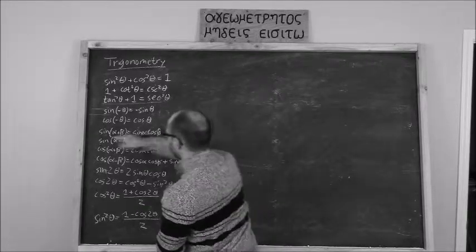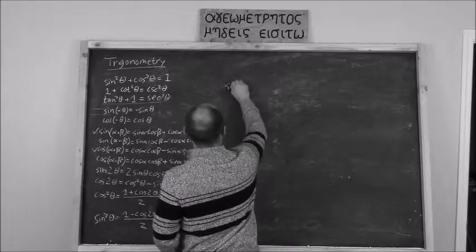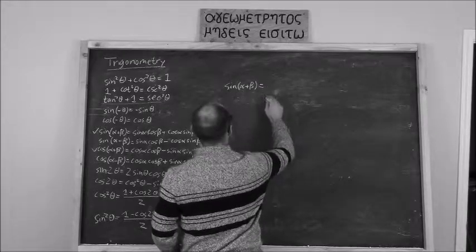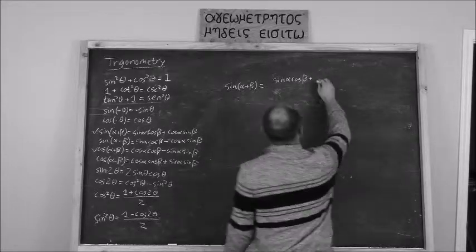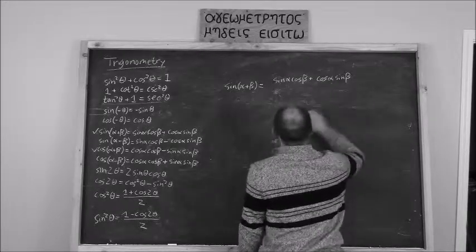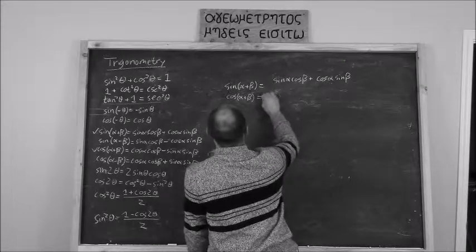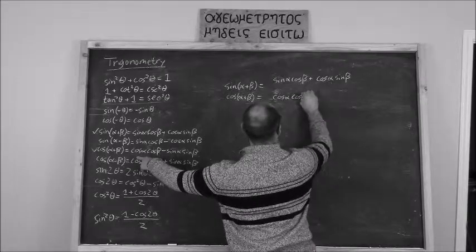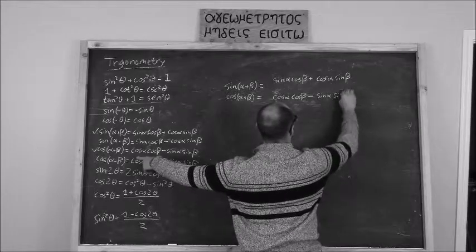If I take this and this, I have sine of alpha plus beta is equal to sine alpha cosine beta plus cosine alpha sine beta. What is cosine of alpha plus beta? Well, that's equal to cosine alpha cosine beta minus sine alpha sine beta.